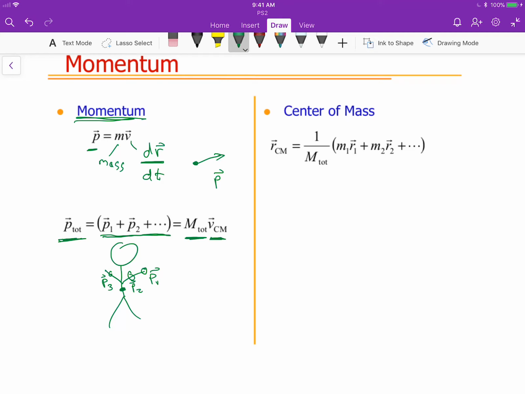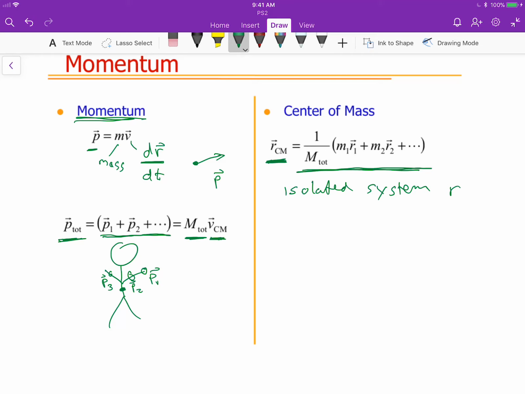So in order to describe the velocity of the center of mass, we actually had to define over here what the position of the center of mass is. So here's our expression for the position of the center of mass, and we use this, for example, for an isolated system.